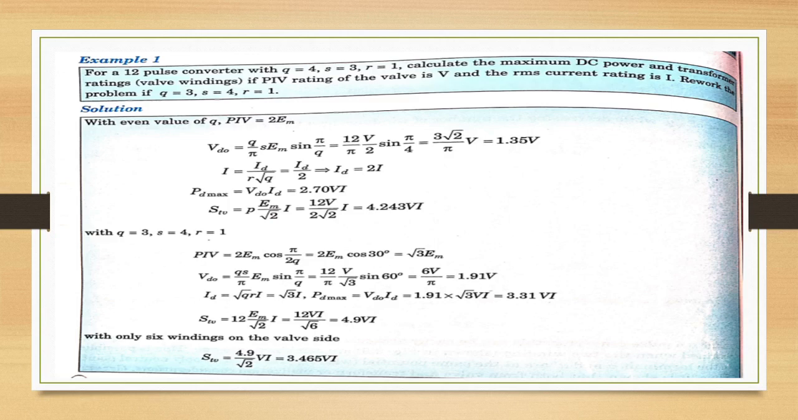Let us see an example here. One problem: for a 12-pulse converter with Q equal to 4, S equal to 3, R equal to 1, calculate the maximum DC power and transformer ratings.